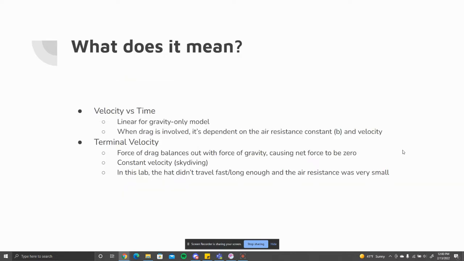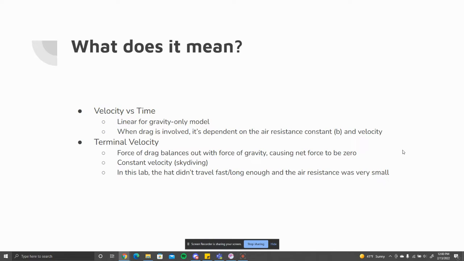What does this mean? For the velocity versus time graph, we know that it's going to be linear for the gravity only model because acceleration is constant, negative 9.81. However, when drag is involved, it becomes dependent on the air resistance constant and the velocity. And you could see a very curved velocity versus time graph depending on how big the drag is. And if it is big enough, it could reach what we call a terminal velocity, where the drag force balances out with the force of gravity, causing the net force to be zero.